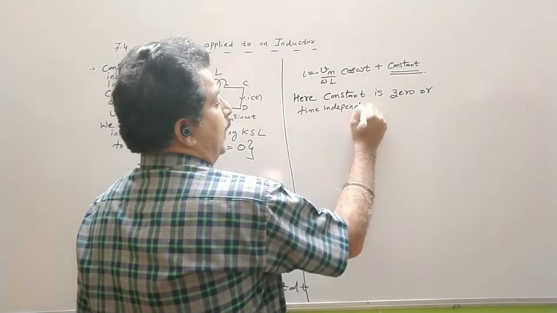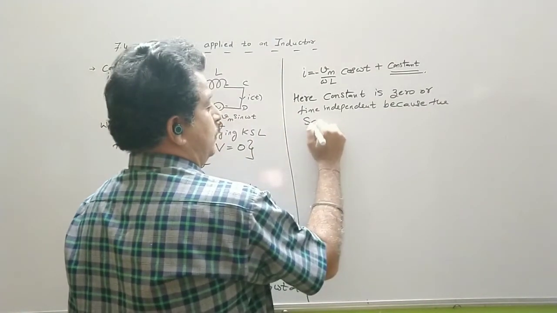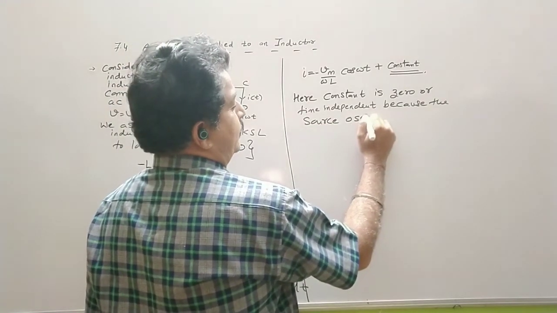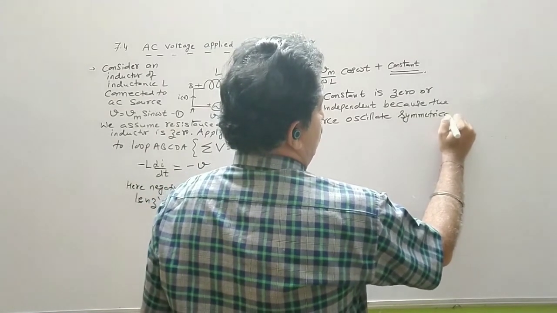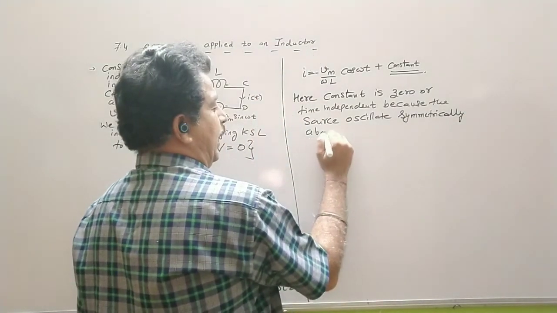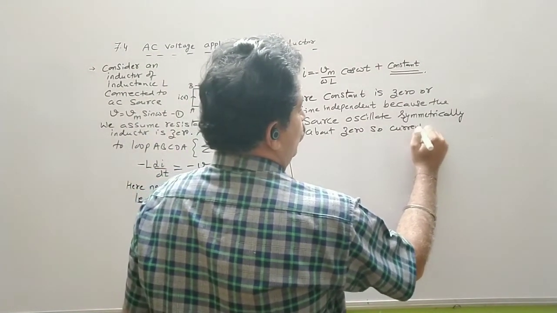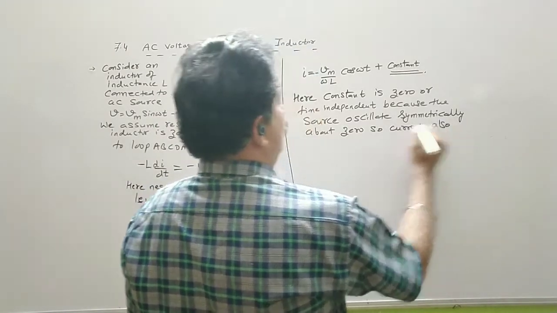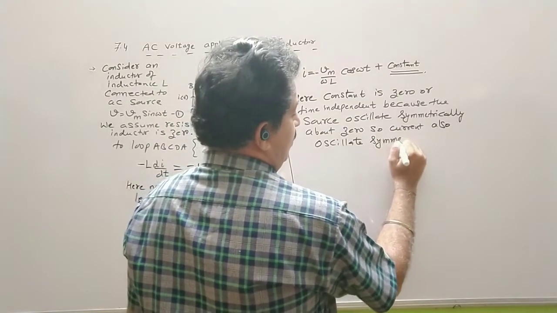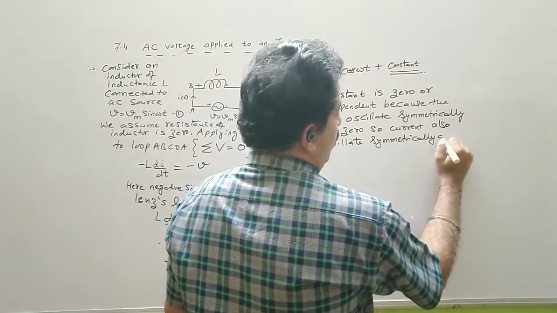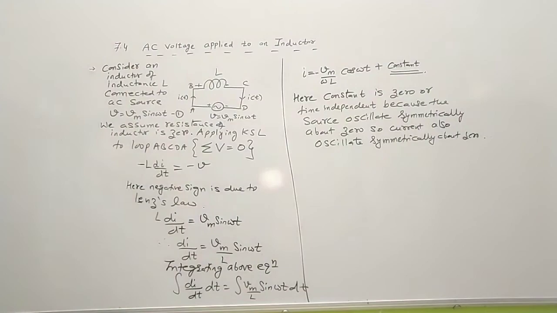It is time independent because the source oscillates symmetrically. The source oscillates symmetrically about zero. So the current should also oscillate symmetrically about zero, and hence the integration constant is assumed to be zero.